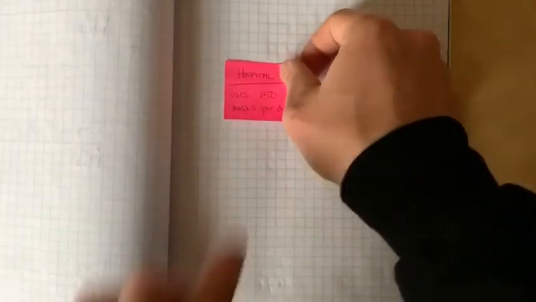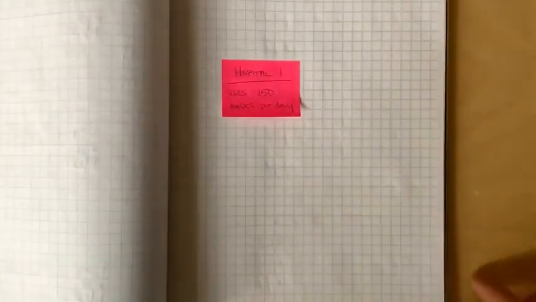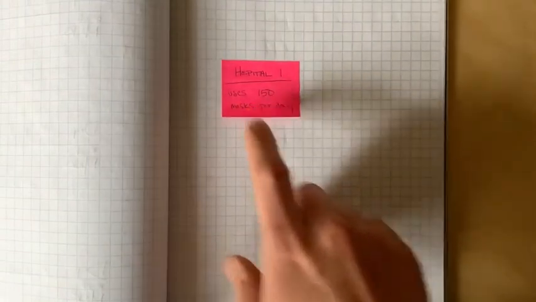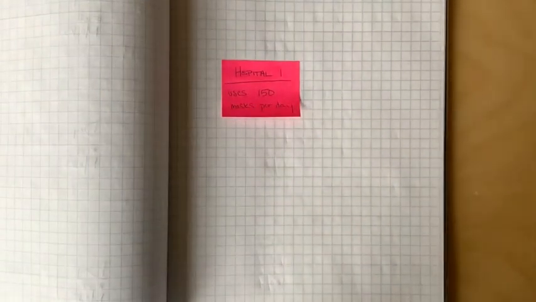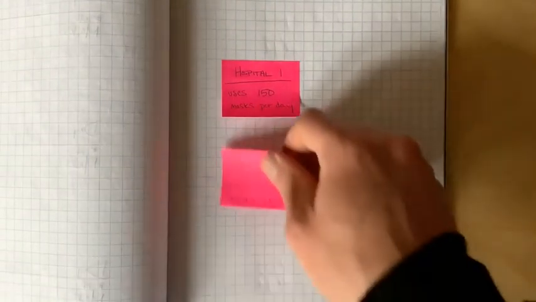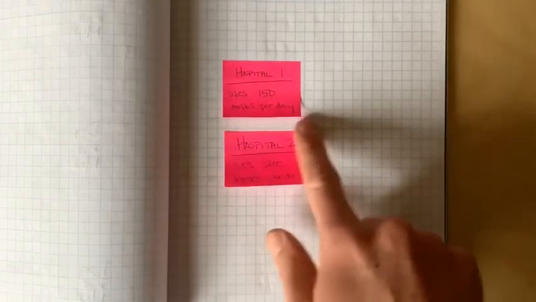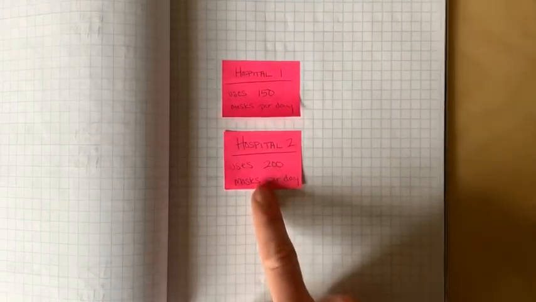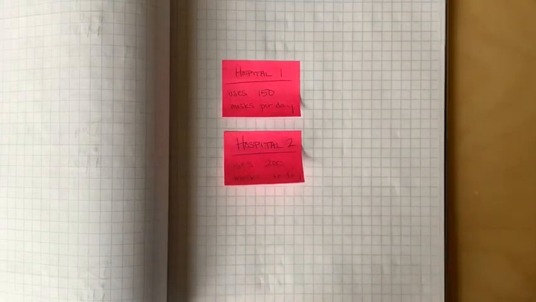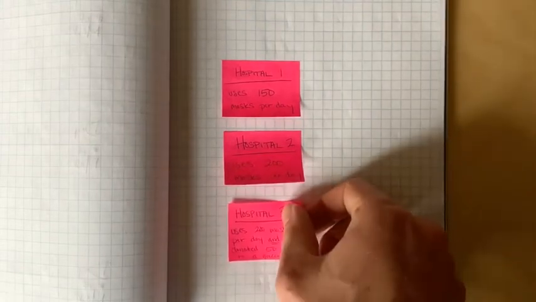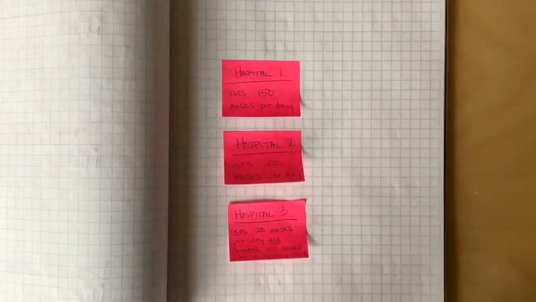All right, so first up, we know some information about hospital number 1. Hospital number 1 uses a total of 150 masks per day. Next up, hospital number 2 uses 200 masks per day. And lastly, hospital number 3, they also use 200 masks per day, but they also did something different. They used 200 masks per day, and they donated 50 masks to a grocery store.